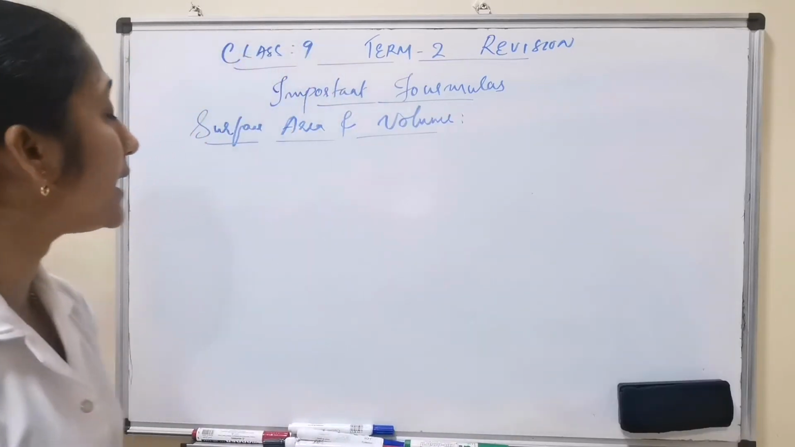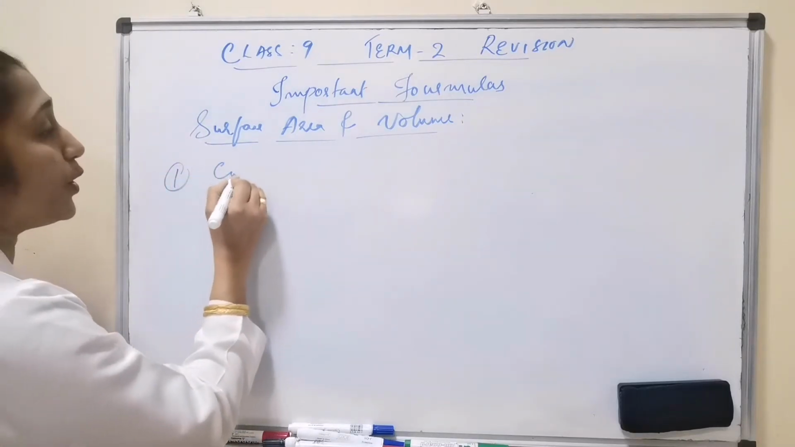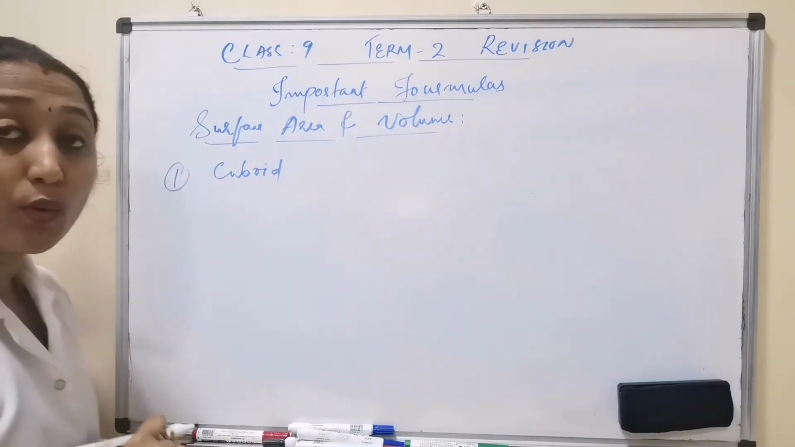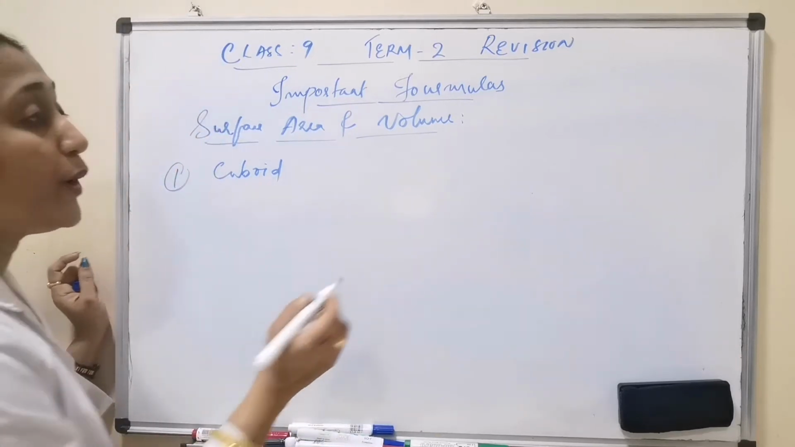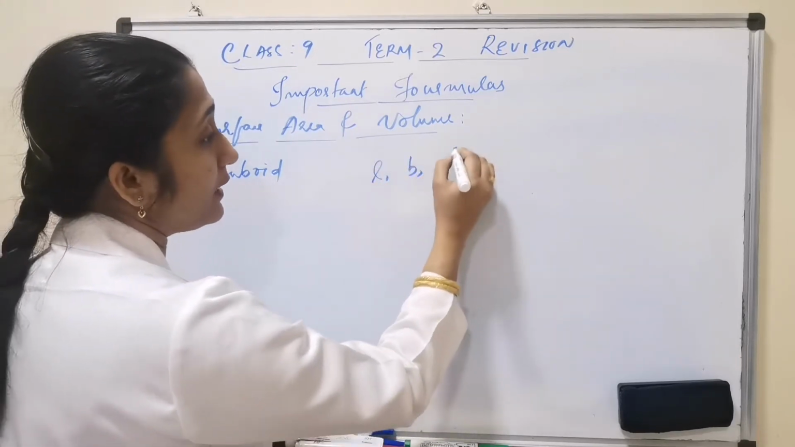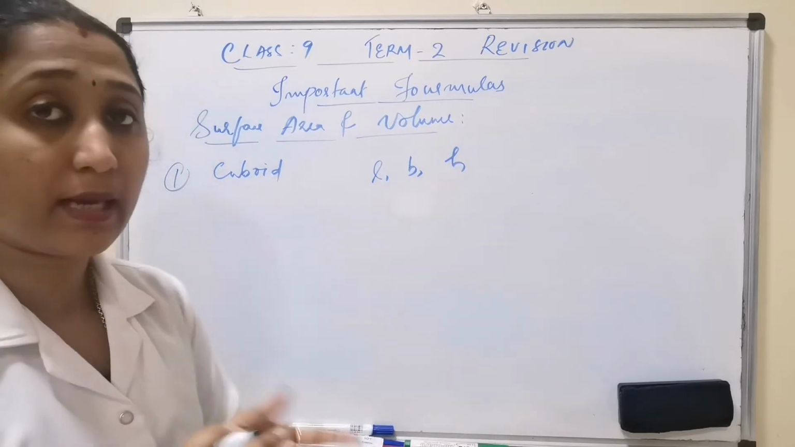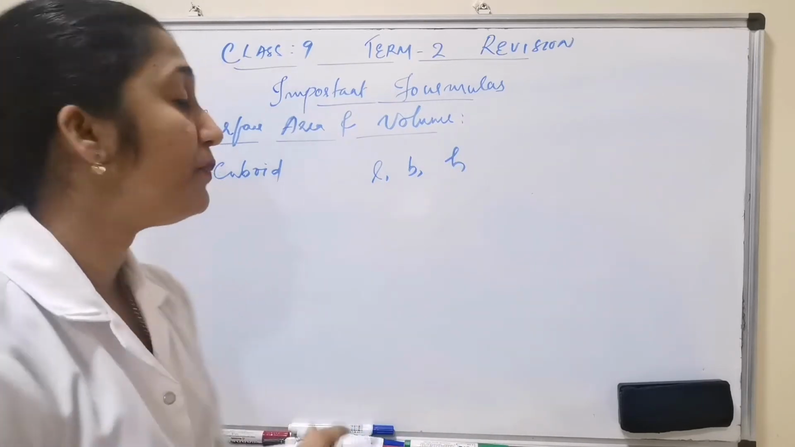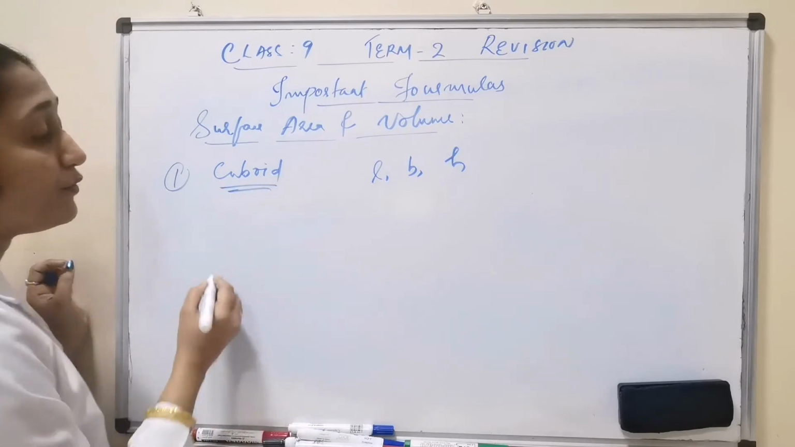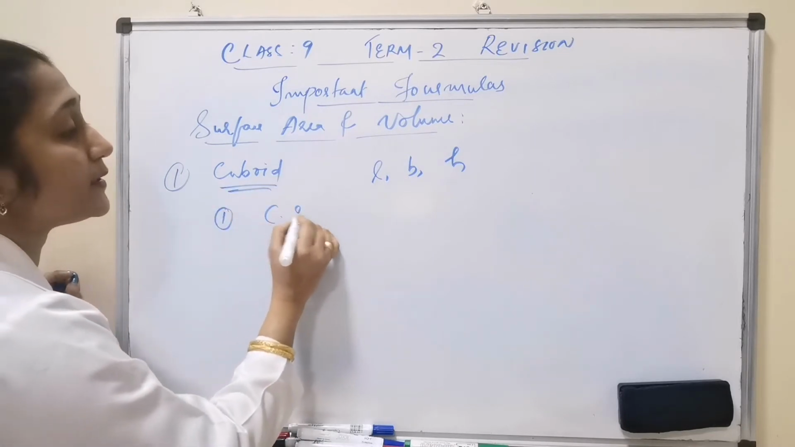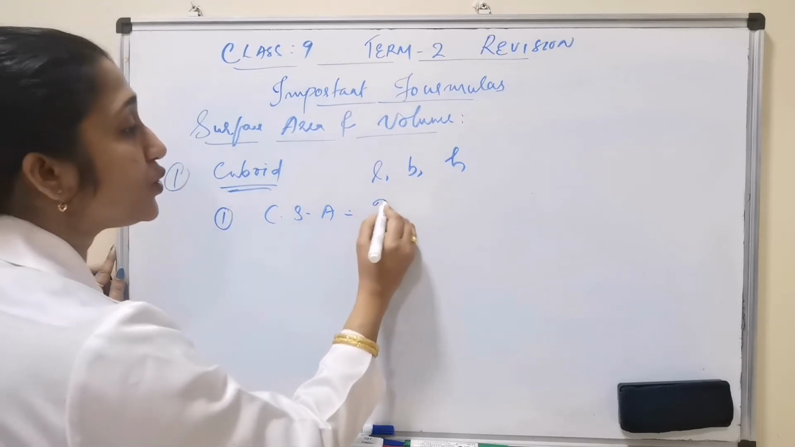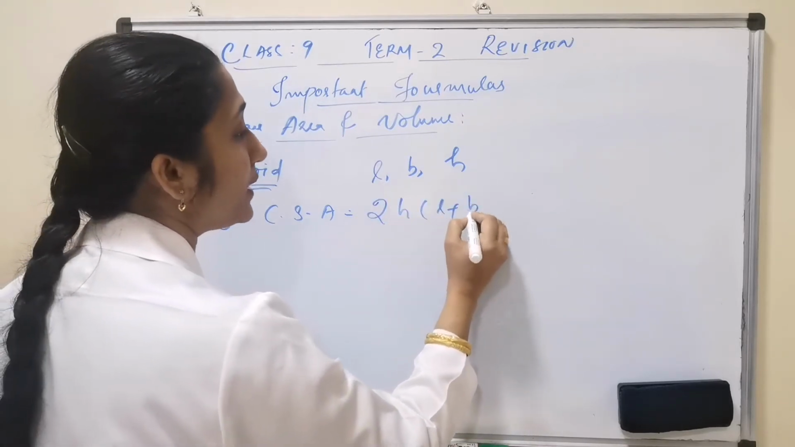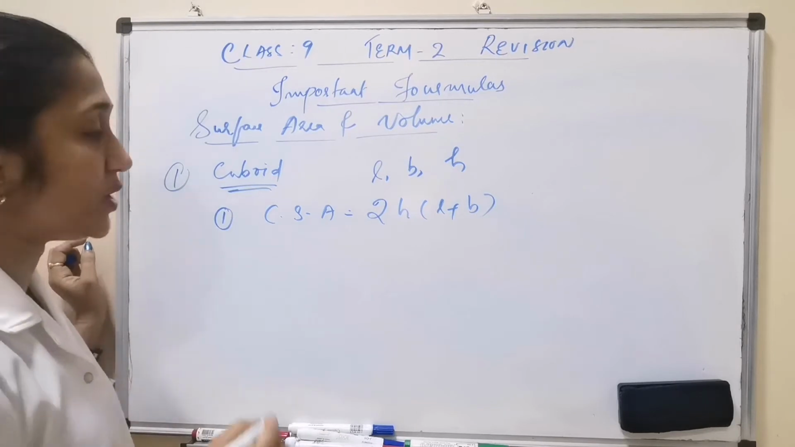In surface area and volume, the first is the cuboid. You should thoroughly study all the formulas. Cuboid means length, breadth, height; these are the measurements. In a cuboid, the first one is curved surface area. What is the curved surface area of a cuboid? That is 2h(l + b).